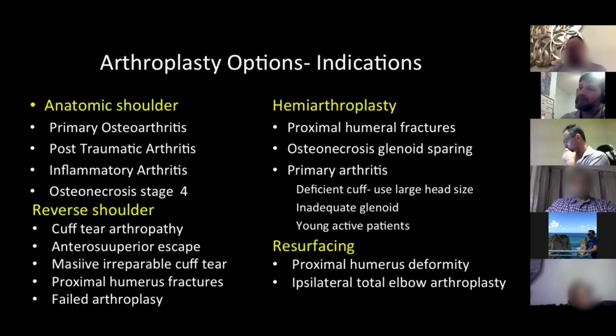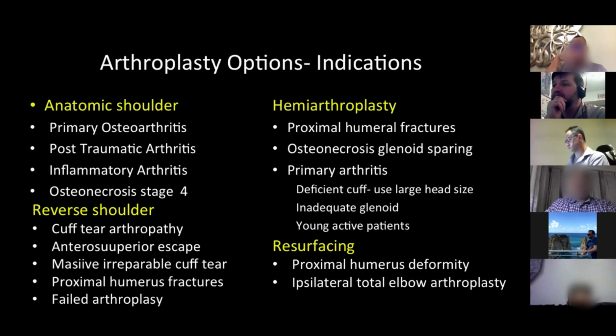Another indication is glenohumeral arthritis with inadequate bone stock for the placement of the glenoid component. Young active patients are a relative indication, where there is a high chance of early glenoid component loosening in total shoulder arthroplasty.